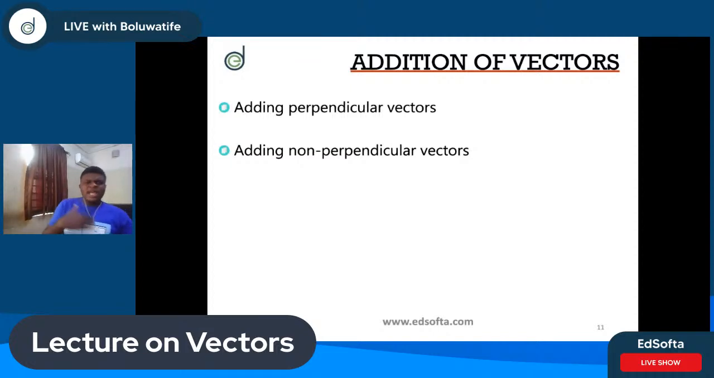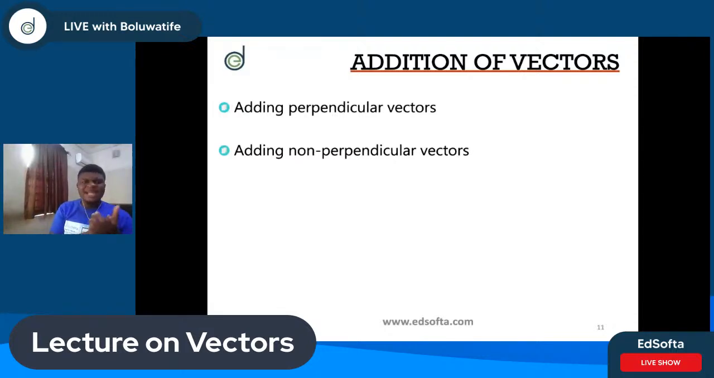Let me give you an example. In scalar quantities, you just add the magnitude. The distance from point A to point B is 5 meters, and then from point B to point C is 7 meters. So the distance from point A to point C is just what? 5 plus 7, which is what? 12 meters. Very simple.